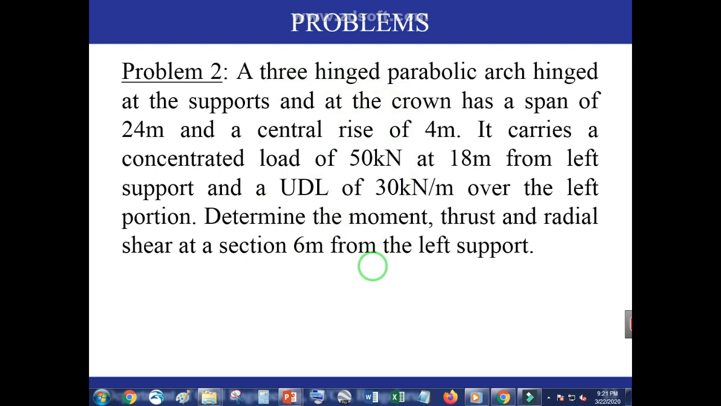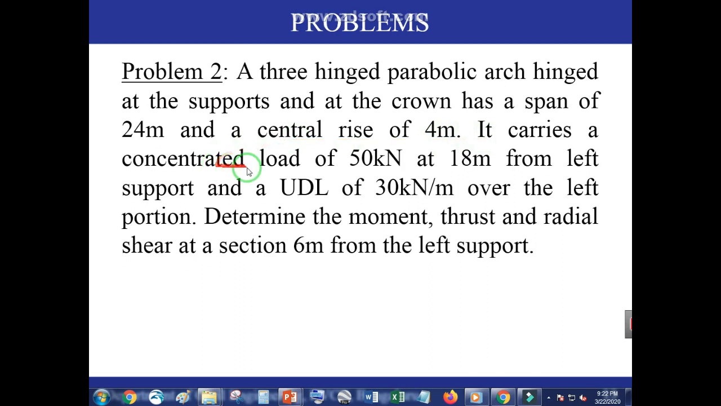The question says a three-hinged parabolic arch. That means we know that this is a parabolic arch which is having three hinges. It is hinged at the supports and at the crown. So all the three hinges are present at the supports and the crown respectively. And it has a span of 24 meters and a central rise of 4 meters. That is, the maximum rise of the arch will be 4 meters.